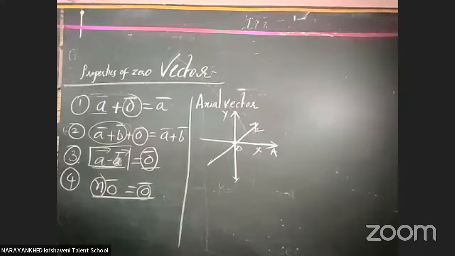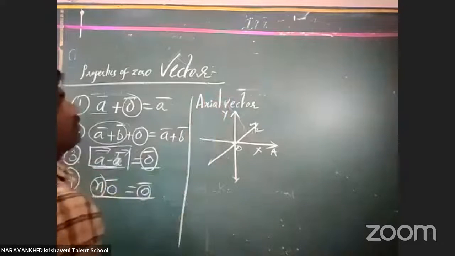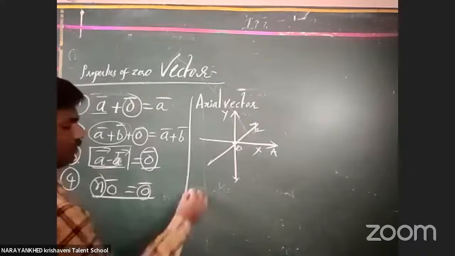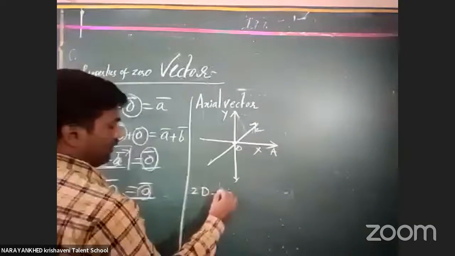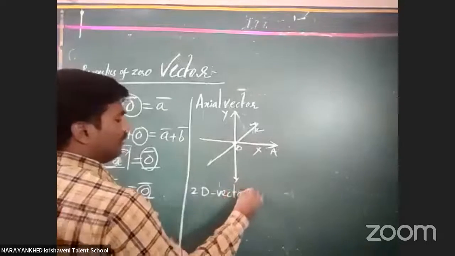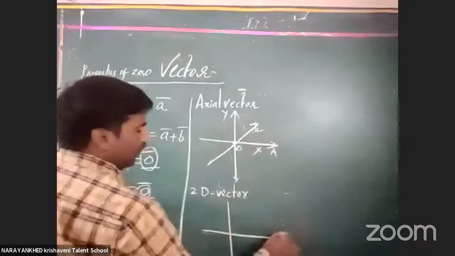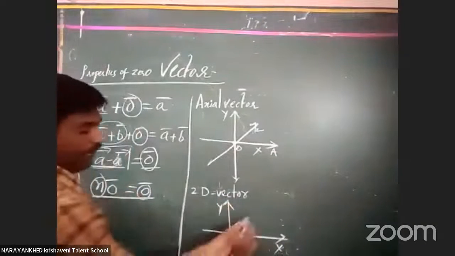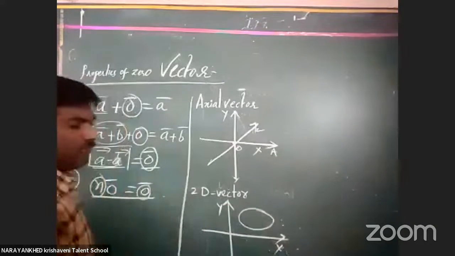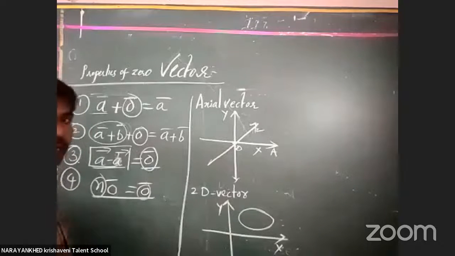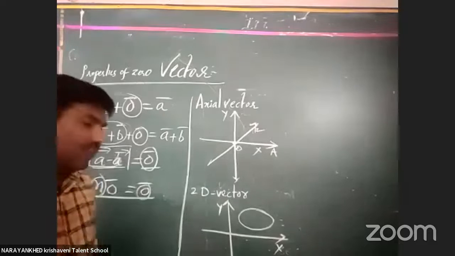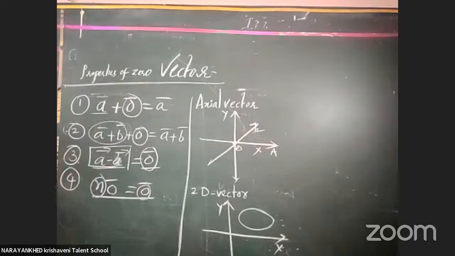Next component is the two-dimensional vector, the 2D vector. Which is called a 2D vector? Those which belong to a plane, with two axes, such as the XY plane. The space vector is totally different from these vectors.